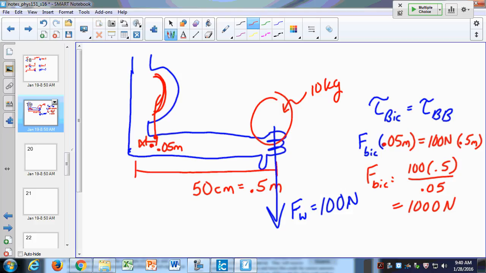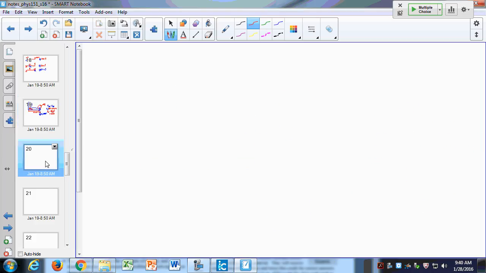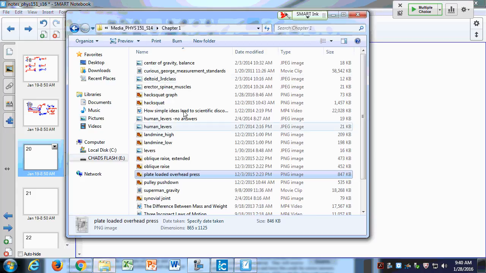Okay, this is a lot like the seesaw problem. It's just a different class of lever. Instead of a class one lever, this is what do we say this is? A class 3 lever. That's right. One more thing, and your book talks about this a little bit. Your book talked about it in terms of the deltoid. Let me just show you the picture here.